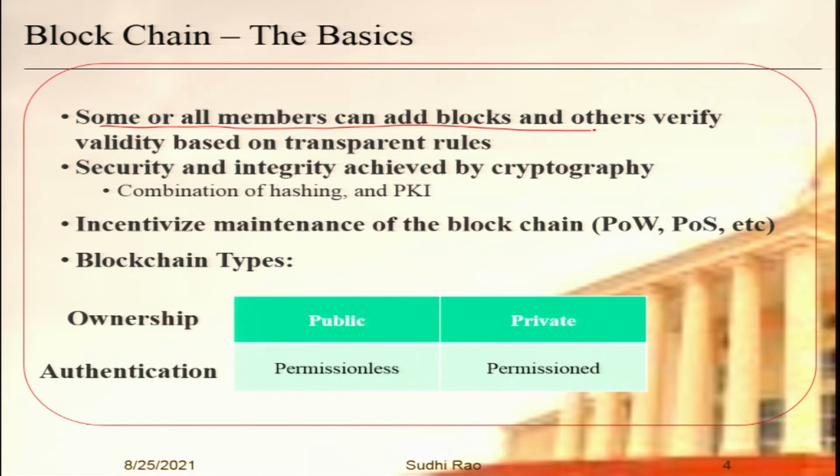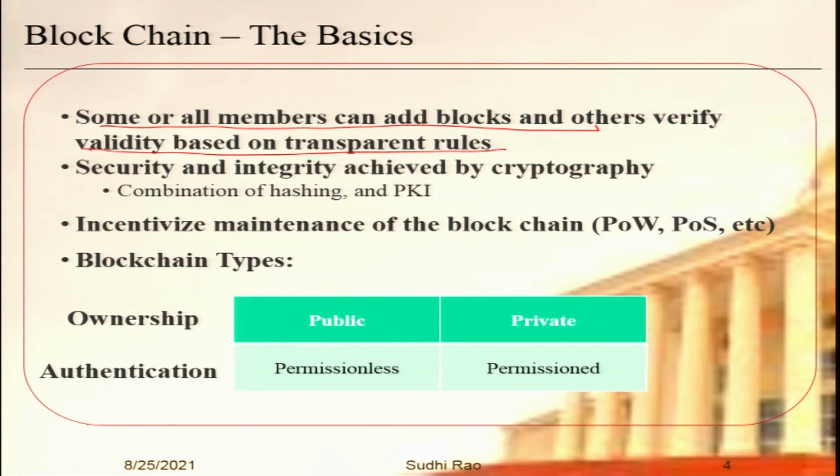In case of blockchain, who maintains these records? Who adds these records? The ledger is public, but who maintains it? Some or all members can add blocks, and others verify validity based on transparent rules. In Bitcoin, it is very clear who can add a block. Anyone who can solve this mathematical puzzle and who can accumulate those 10,000 transactions, the first one who does it, the fastest one, gets permission to add the next block.